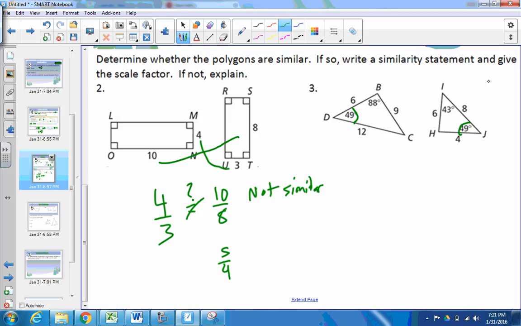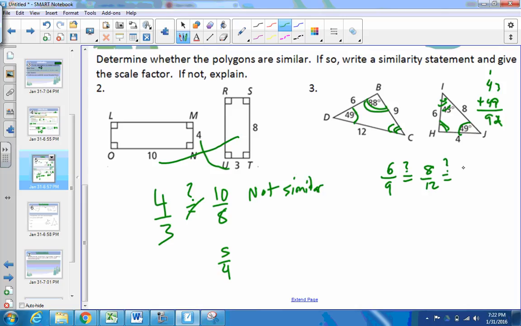So let's see, 43 plus 49. So 92. And that would leave 88. So this would be 88. Angles are all congruent. That's good. Let's just check the scale factors. So 6 would have to go with 9. So 6 is to 9. Let's see opposites again. 8 would have to go with the opposite of this one, so it would be 12. Okay, so far those are the same.